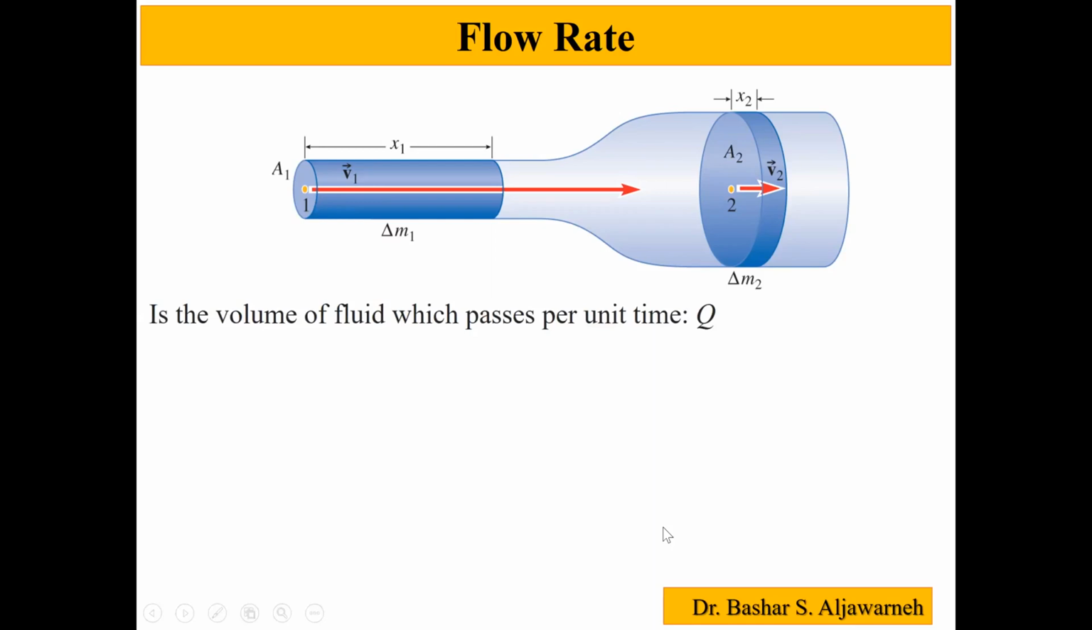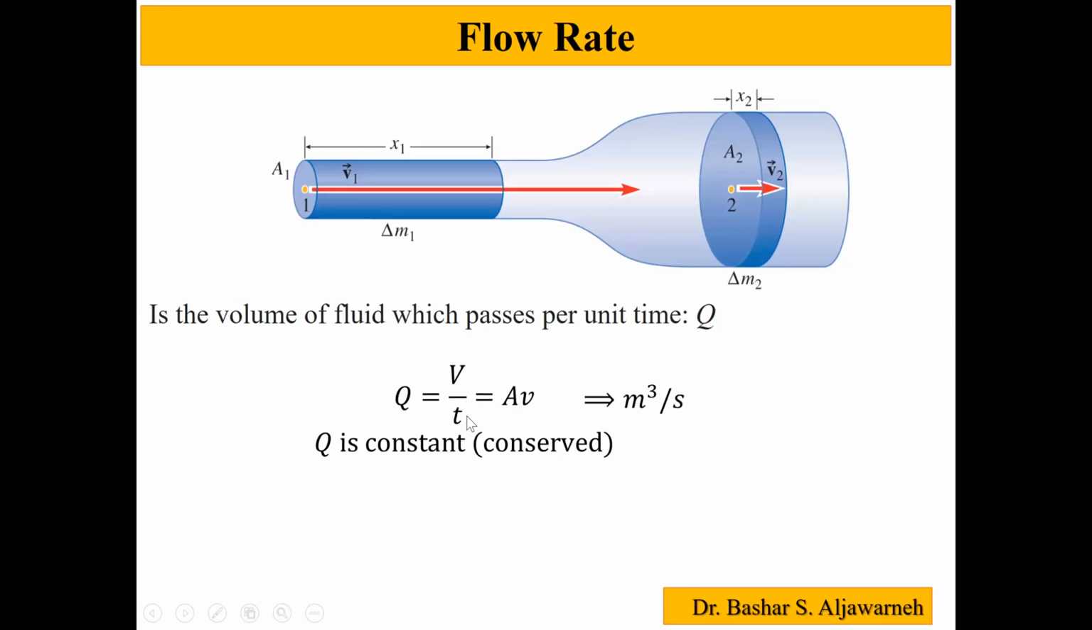As you can see here, the physical definition of the flow rate is the volume of the fluid which passes per unit time. So we can convert this into the following: flow rate is volume divided by time. And you know the volume is area times length. So you can say area times length divided by time, where the length divided by time is the velocity. So from here, the unit of the flow rate is obviously meter cubed per second.